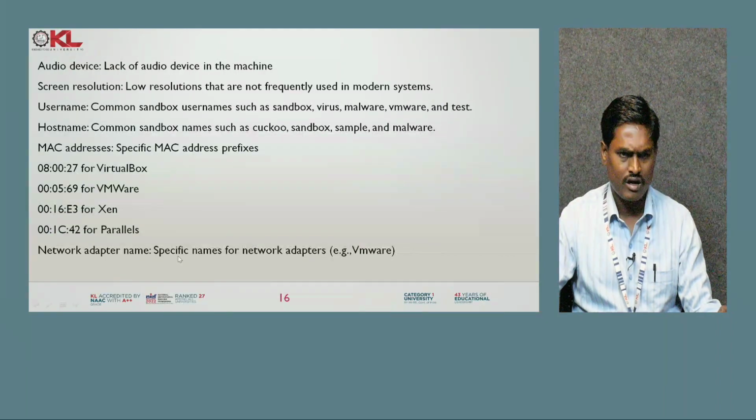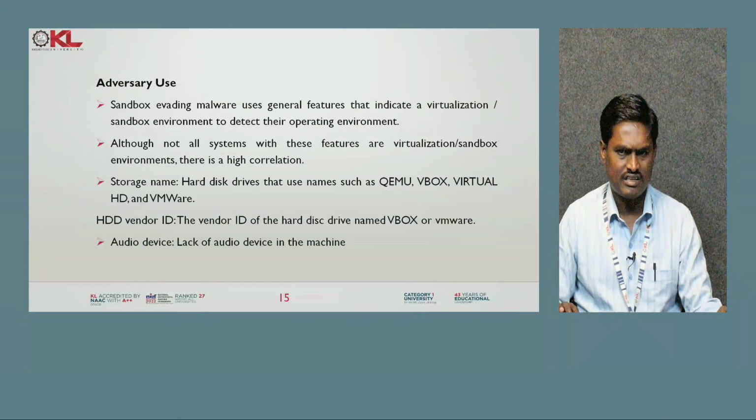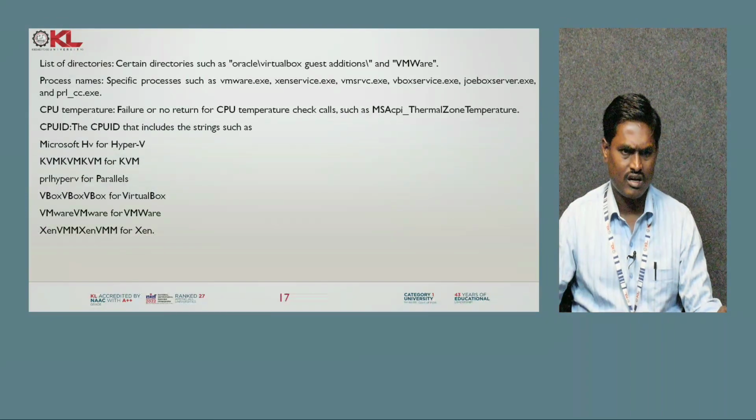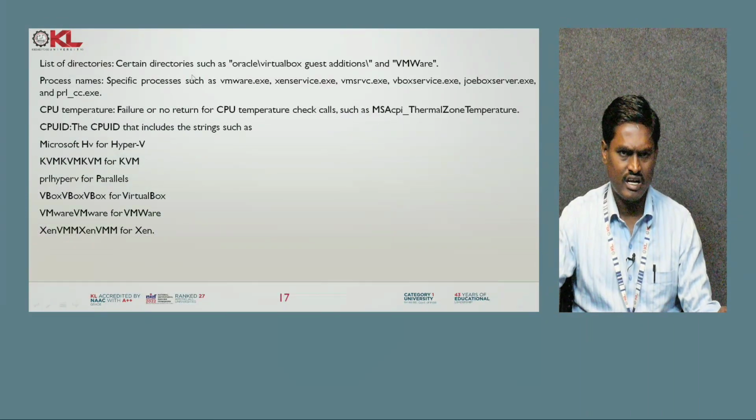Network adapter name, then specific names for network adapters. Like this, these details have a high correlation. Then the list of directories, certain directories such as Oracle and VirtualBox Guest Additions or VMware. Process names, that is specific processes such as vmware.exe and Xen service exe, VM service exe executable file. Next VBox service exe and VBoxTray.exe and prl_cc.exe. CPU temperature, there are some failures, or no return for CPU temperature check calls.